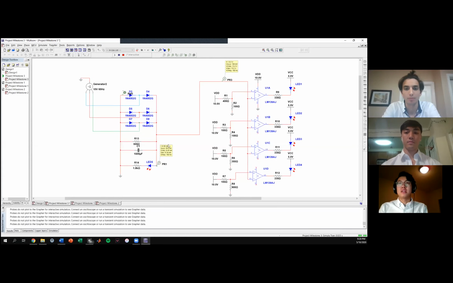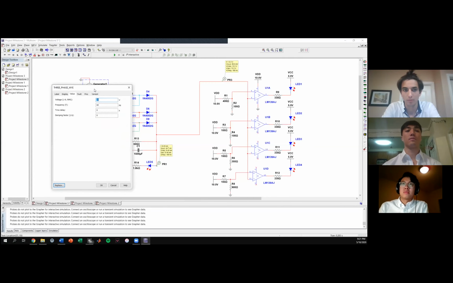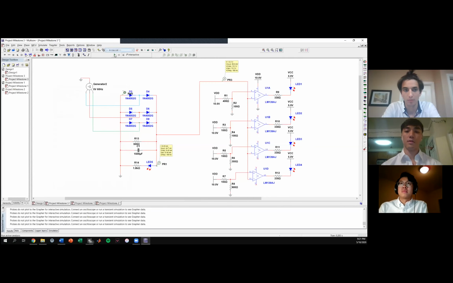So this is our circuit running at 10 volts. As you can see, all the LEDs are turned on because the voltage going into the comparator is 13.3 volts. Now we're going to simulate some lower wind speeds for the generator. We can give it less output, and then we'll see the LEDs change.